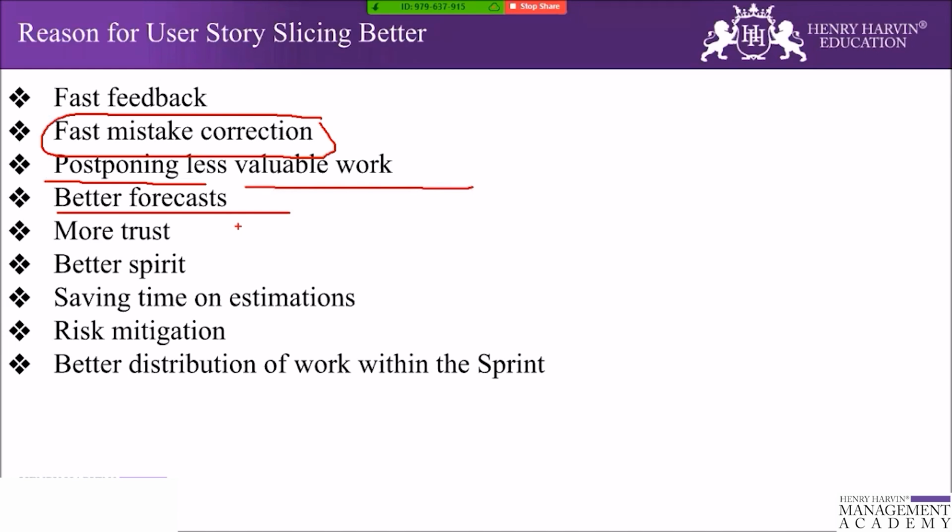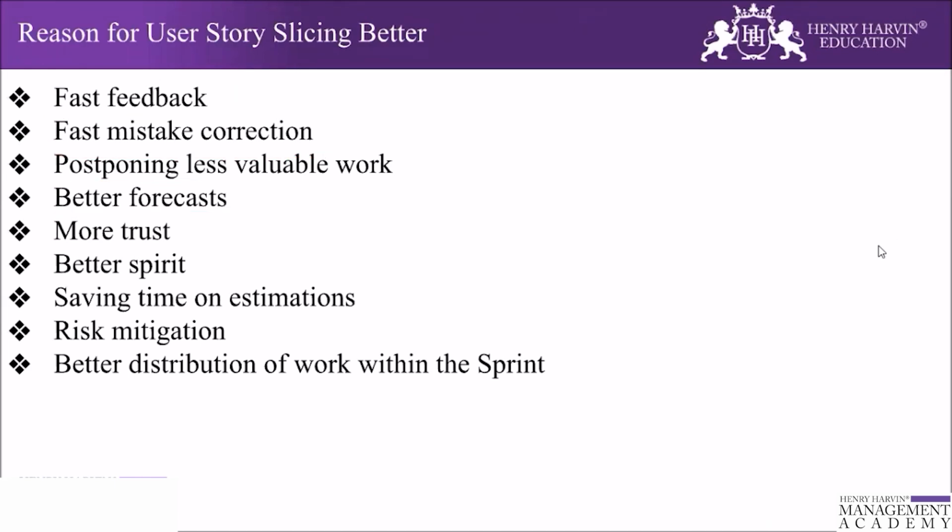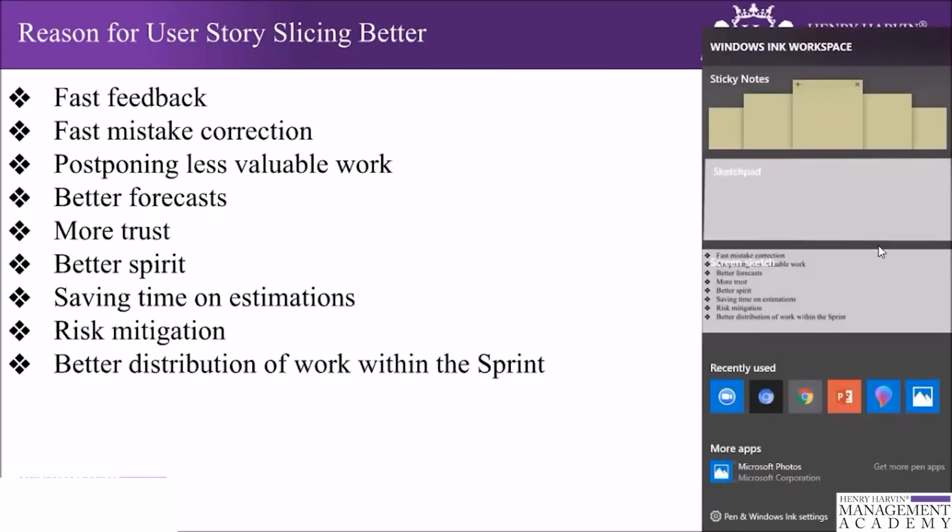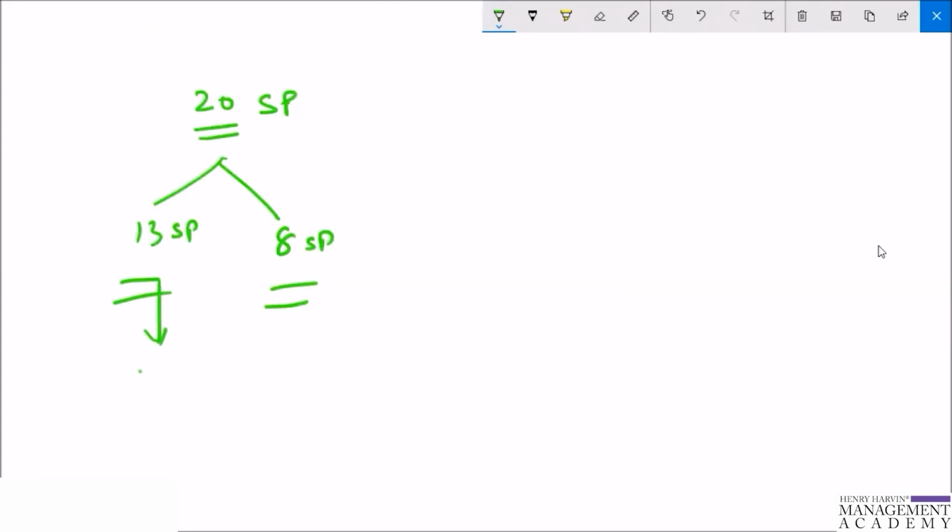So let me put it in a diagram. Say the velocity of the team is 20 story points, and the team takes a 13 story point story and an 8 story point story, only 2 stories. If they miss one story in the sprint, then they are going to achieve only 8 story points.